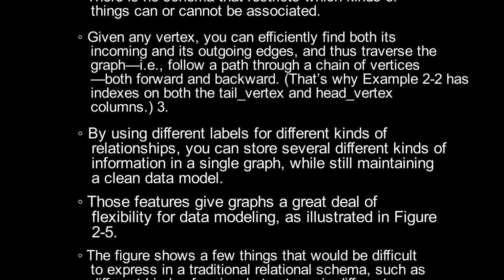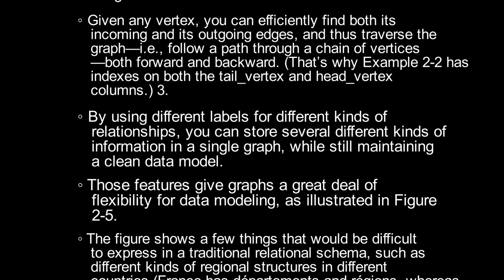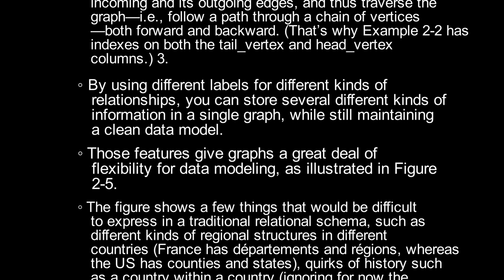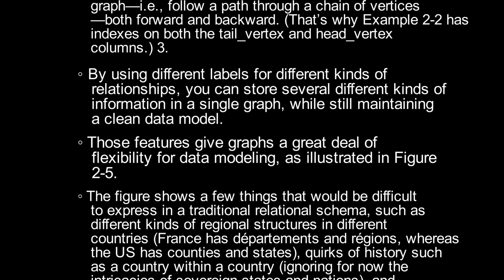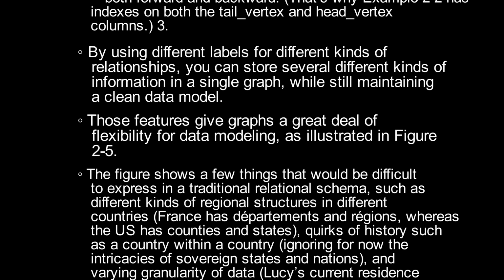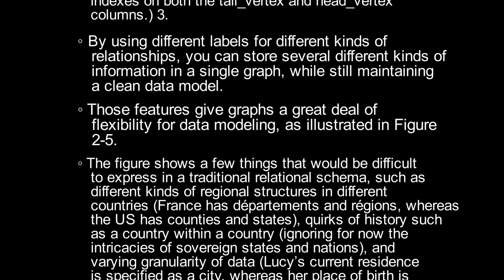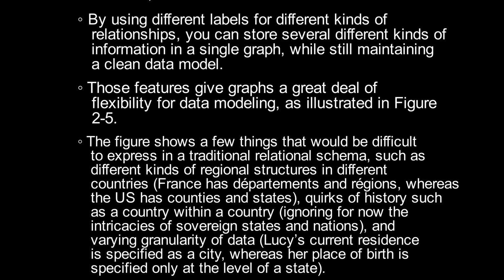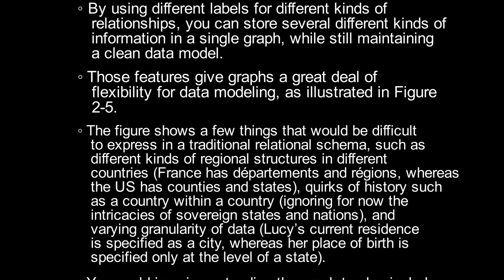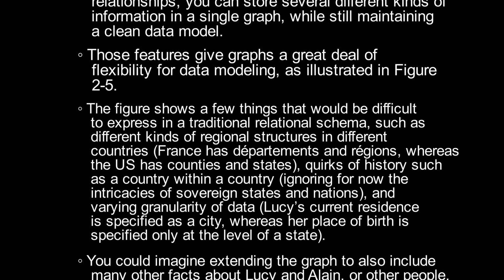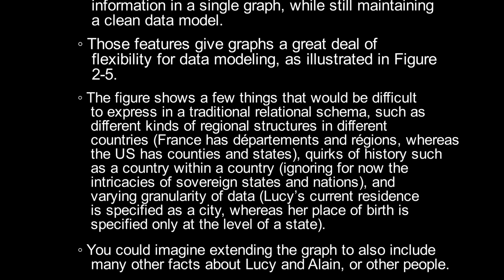Those features give graphs a great deal of flexibility for data modeling, as illustrated in Figure 2-5. The figure shows a few things that would be difficult to express in a traditional relational schema, such as different kinds of regional structures in different countries. France has departments and regions, whereas the US has counties and states. Quirks of history such as a country within a country, ignoring for now the intricacies of sovereign states and nations, and varying granularity of data.